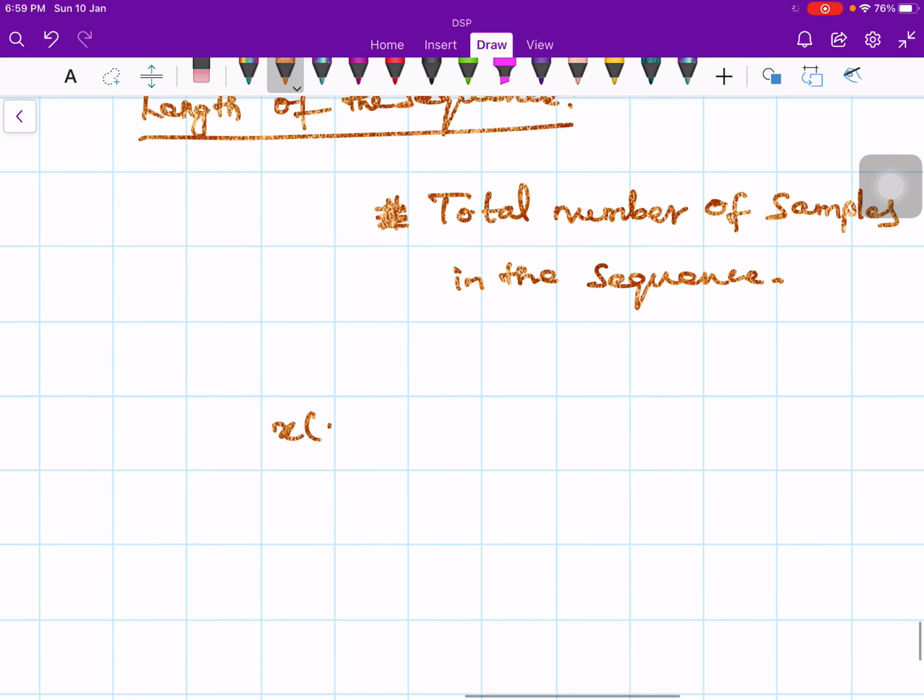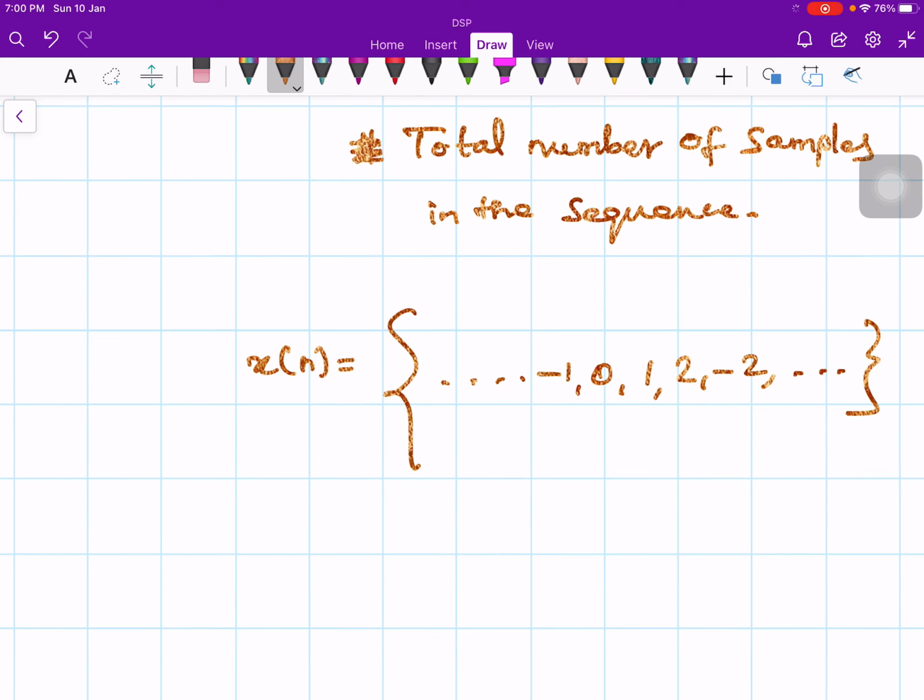For example, if I take the previous example, let's say -1 0 1 2 and -2 and so on. Now in this you can't count, right? It starts from minus infinity and goes up to plus infinity. On the left hand side it goes up to minus infinity, and on the right hand side it goes to plus infinity. Then obviously it is an infinite signal, right? It goes to infinity on both sides. Therefore this sequence is called a doubly infinite sequence.